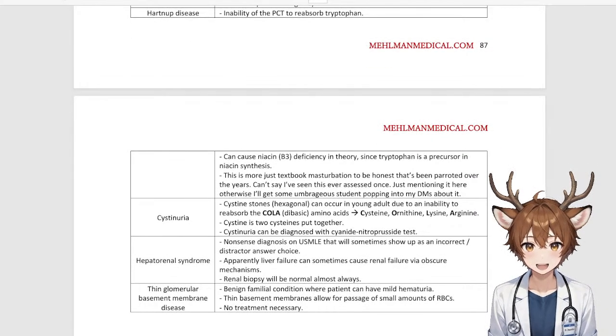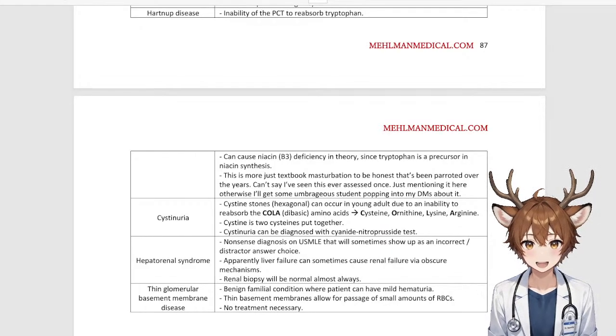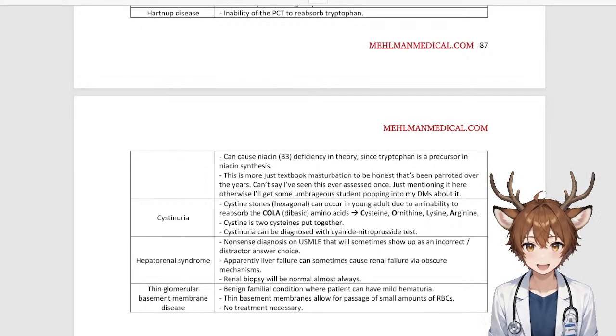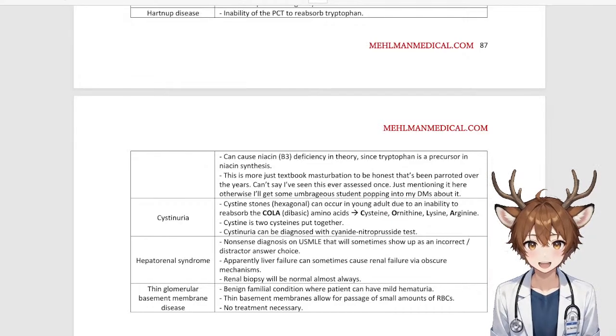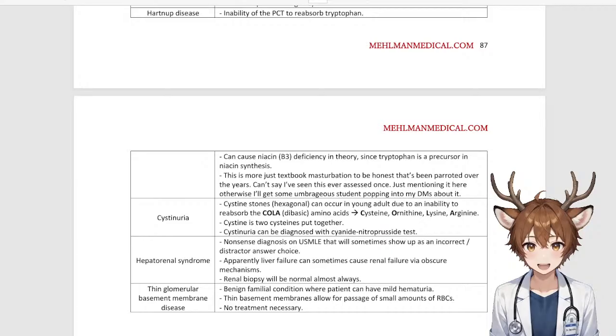Thin glomerular basement membrane disease. So thin glomerular basement membrane disease, a benign familial condition in which the patient can have mild hematuria. Thin basement membranes allow for passage of small amounts of RBCs. No treatment is necessary.